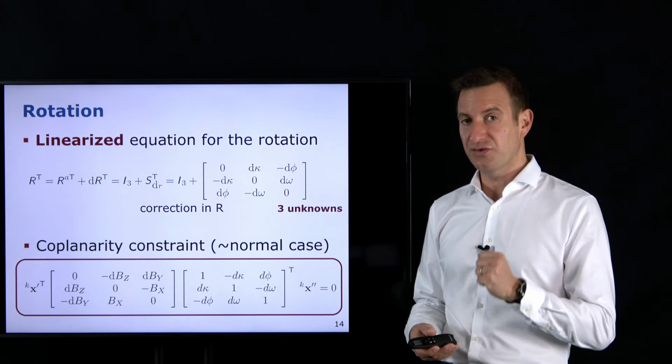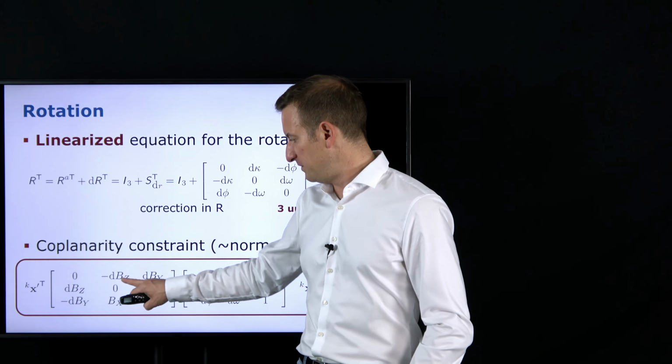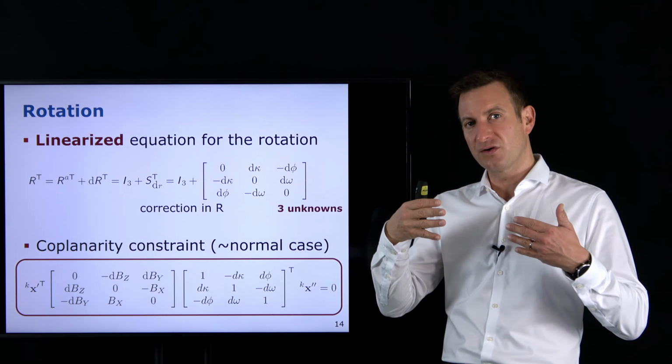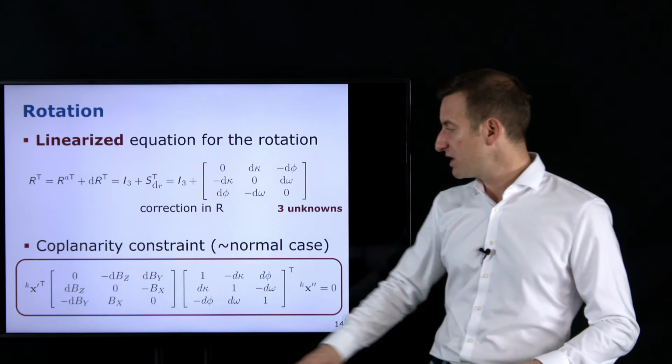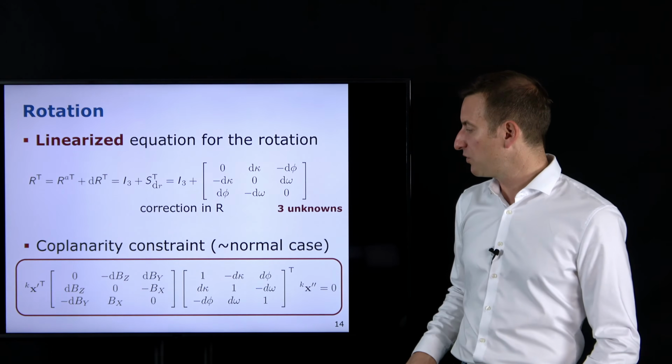And again, we are close to the stereo normal case, but now we have the small changes in Bz and By taken into account. So we still assume we start from the stereo normal case, but then can apply small changes with respect to the baseline vector and also with respect to the rotation matrix.